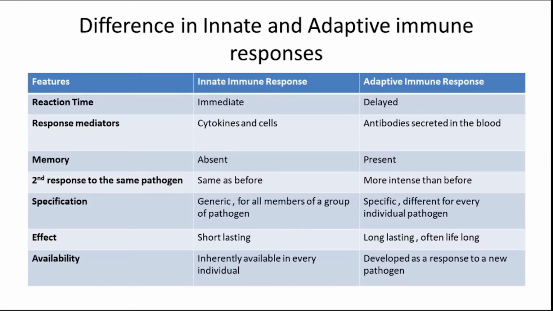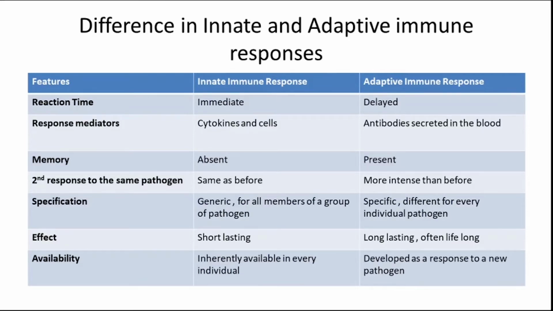Now, if we talk about memory, there is no memory in the innate immune response, and every time the pathogens attack the body again, they have to be recognized in the same fashion as they were recognized initially. So the innate immune response does not have a specific memory, whereas the adaptive immune response has a memory.